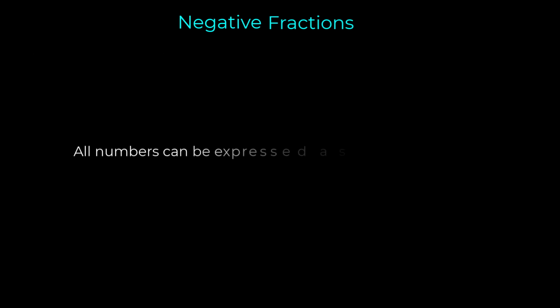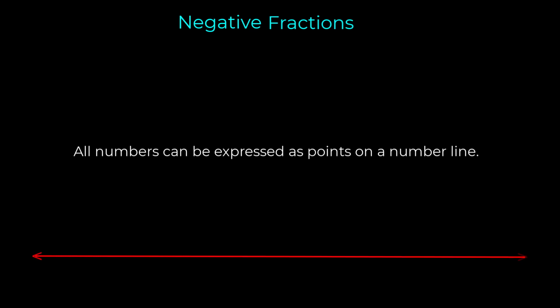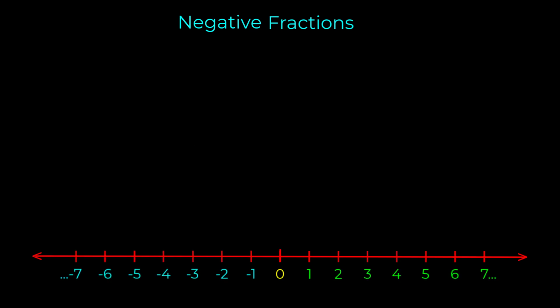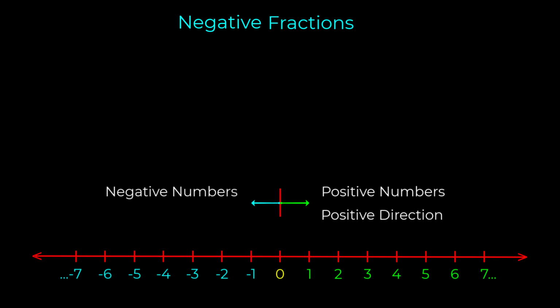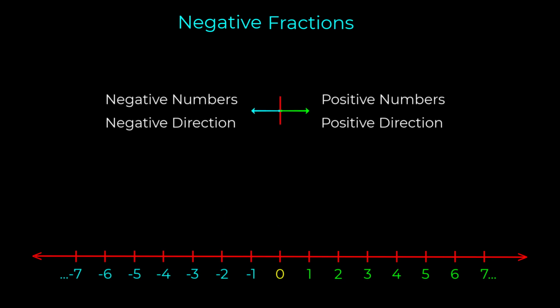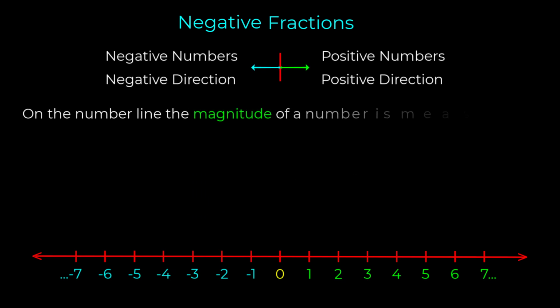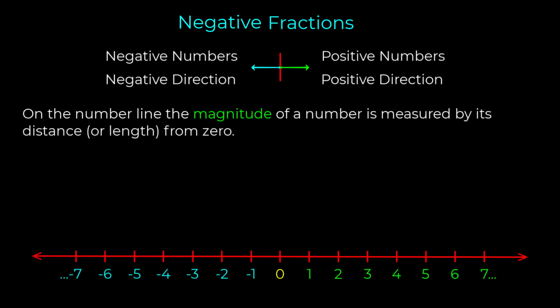Recall that we can express all real numbers as representing points on a number line. Normally, the number line is centered around 0. Let's put the positive and negative integers on the number line as well. By convention, the numbers to the right of 0 are positive numbers, and as they increase in magnitude, that is the positive direction. To the left of 0 are the negative numbers, and as they increase in magnitude, that is the negative direction. On the number line, the magnitude of a number is represented by the distance or length that the number is from 0.